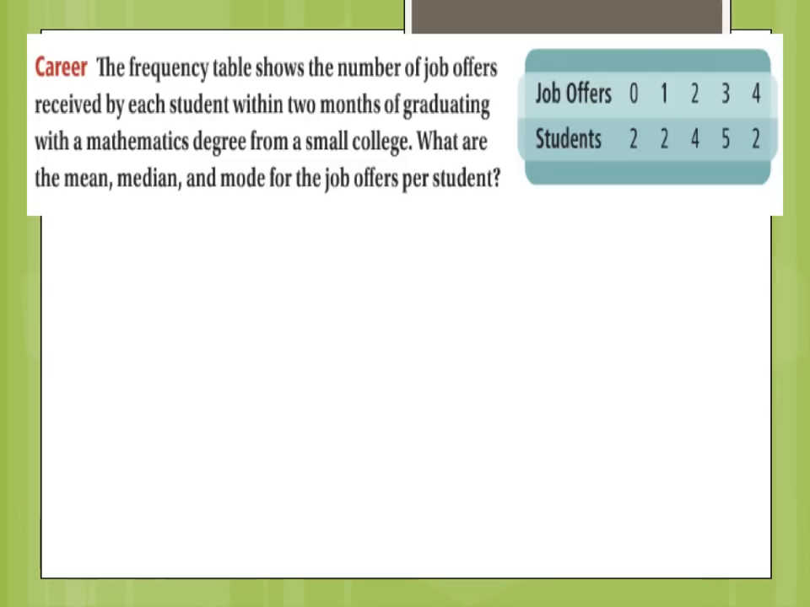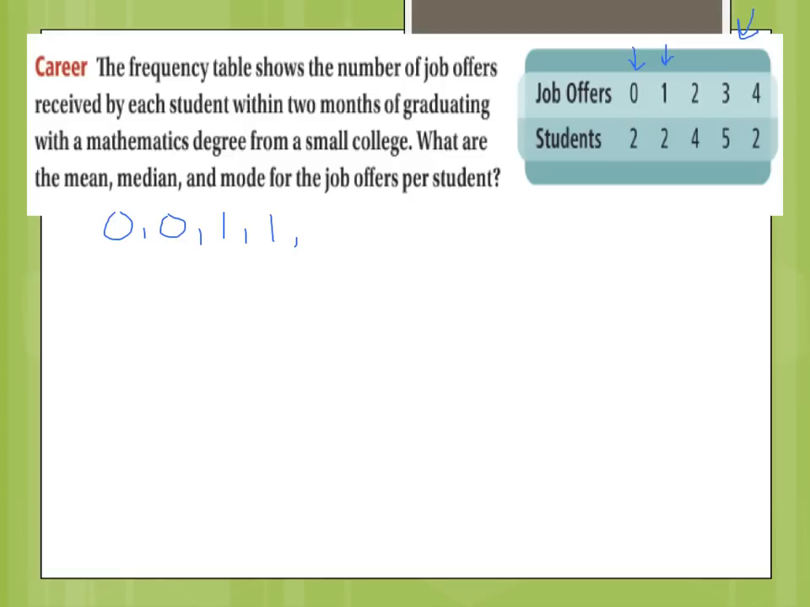So first we're going to find the mean, median, and mode, but we have to be able to read a frequency table. So this right here is a frequency table. This is jobs offered and the number of students graduating from a college with a math degree. In order to read this, jobs offered 0 had 2 students. So if I were to write this out longhand, that means 2 students received 0 job offers. The next category, with 1 job offered, there were also 2 students. So 1 occurred 2 times.